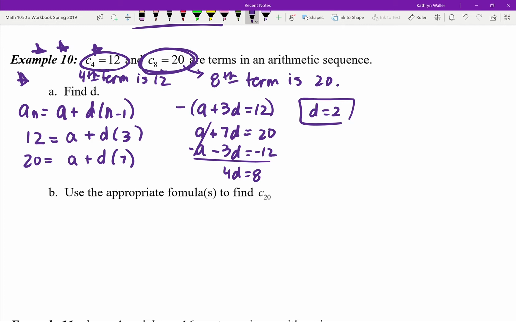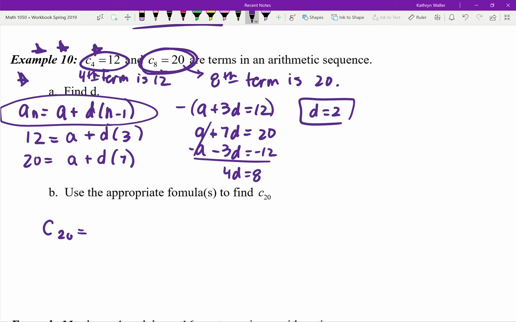Now I'm going to go to part B. Find c sub 20. You guys, c sub 20 and a sub 20, it's the same thing. It's just a name, so don't let it freak you out. Okay, so the formula I'm using is right there. So a sub 20, or we'll call it c sub 20, it doesn't matter, is the first term. Okay, wait. I have to know what a is, and I don't know what a is. Someone tell me how we're going to find a.